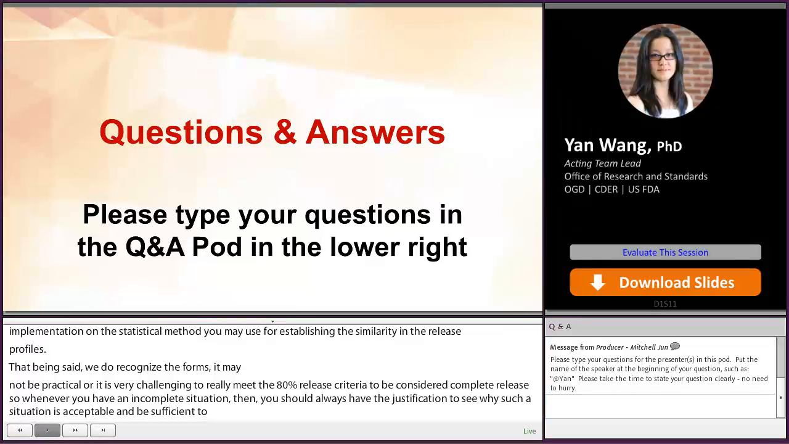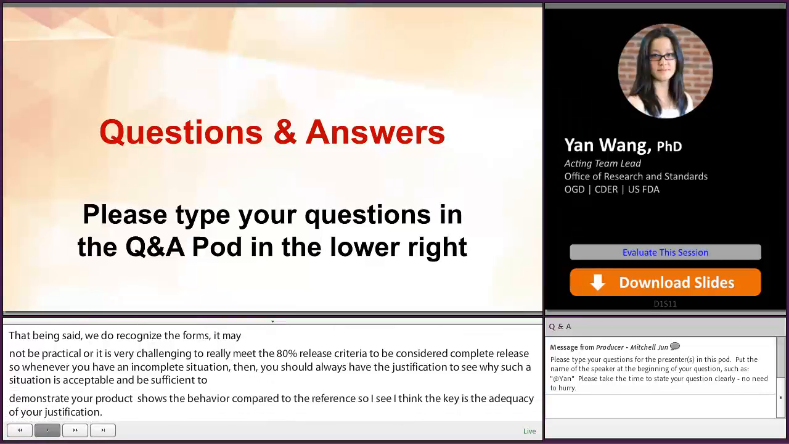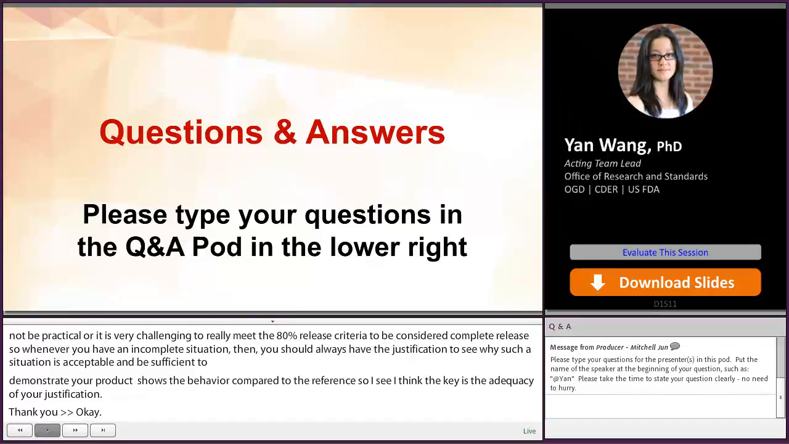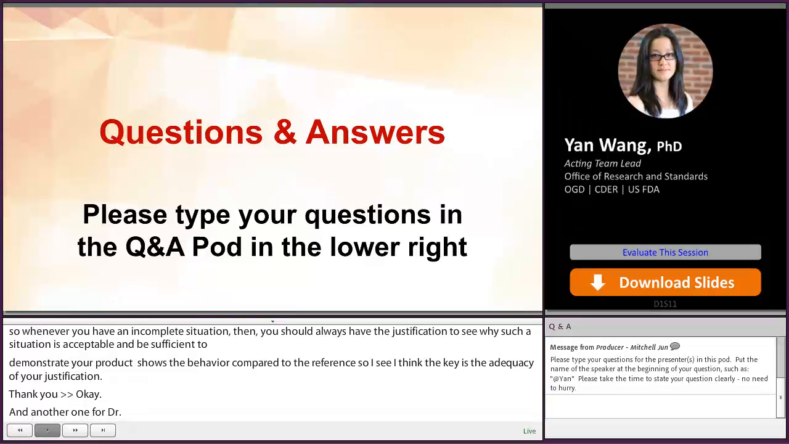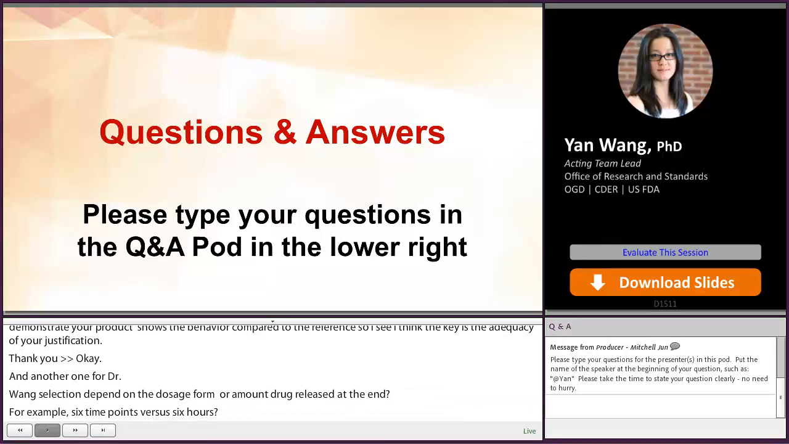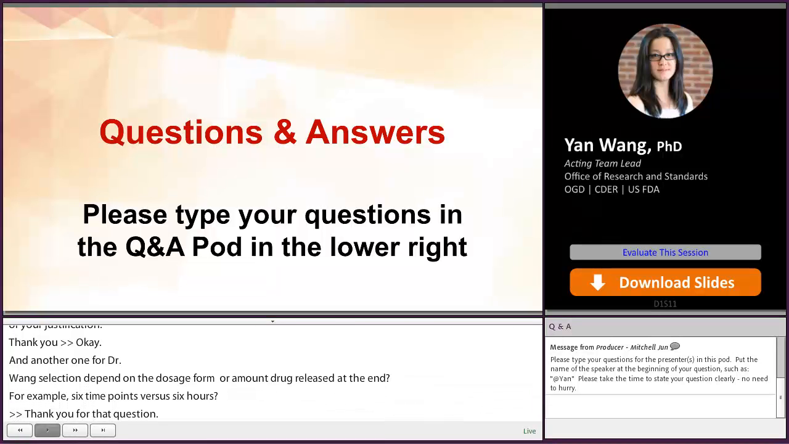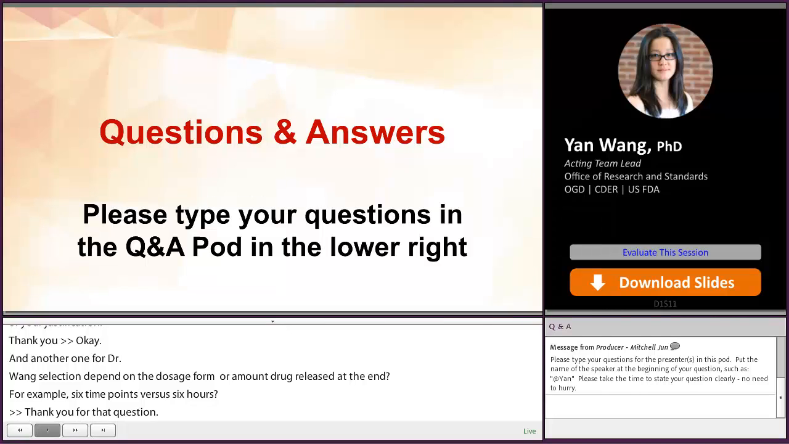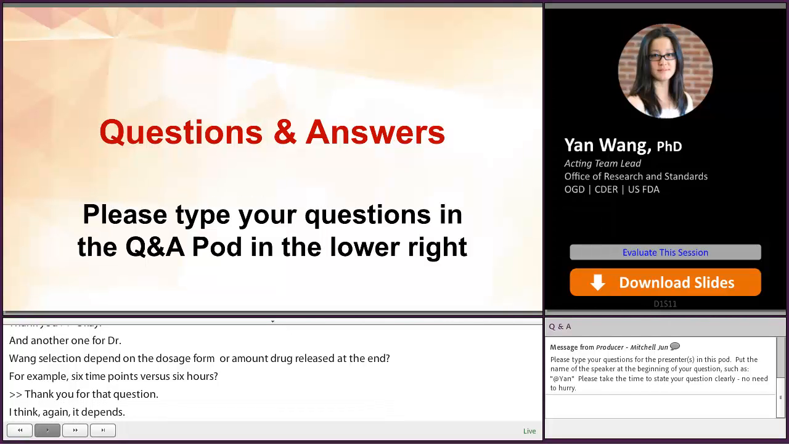Okay, and another one for Dr. Wang. Does the time point selection depend on the dosage form or amount of drug released at the end? For example, 6 time points versus 6 hours. Yeah, thank you for that question. I think that one, again, it depends. I think both the dosage form as well as the amount of drug release would play a role in terms of when you decide to end your IVRT study.